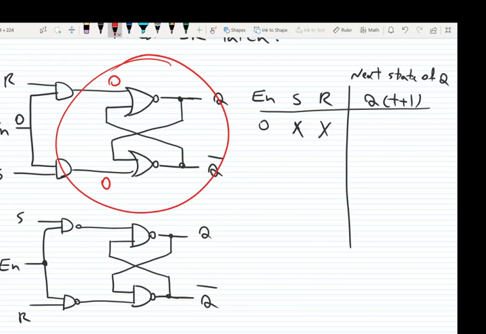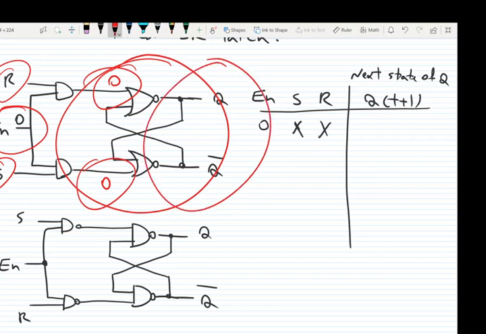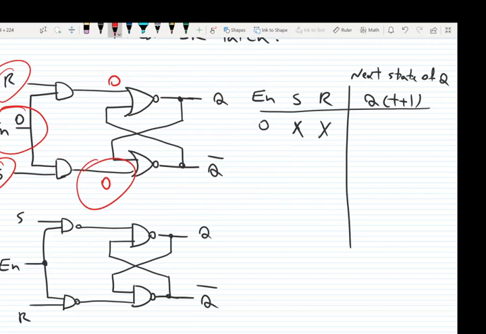Okay, the previous Q, because the inputs are 0, 0. So as long as enable is 0, no matter what R and S are, the inputs of the gates will be 0, and the outputs will be the same as the previous output.